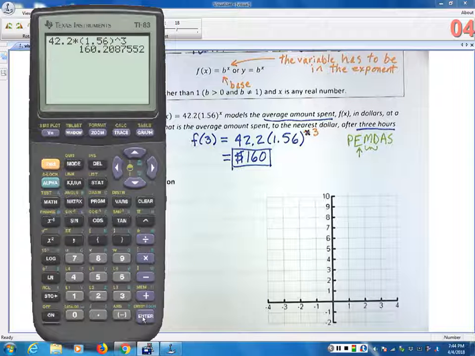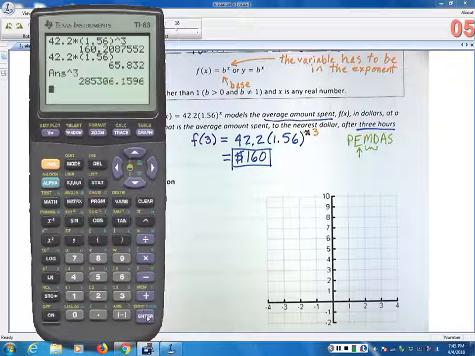Okay, so I showed the class, if you do it like this, it's wrong. So you hit enter, and then you take the whole thing to the third power, that's wrong. And you know that the shopping malls would love it if you spent $285,000 in their stores after spending 3 hours at the shopping mall. They wish this equation went like that, but no, that is not a correct answer. So be careful with your order of operations.